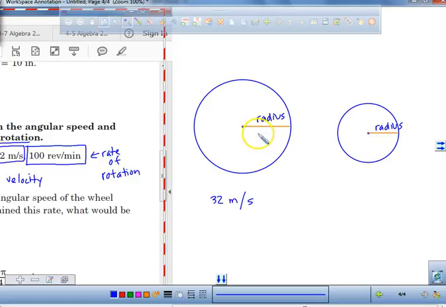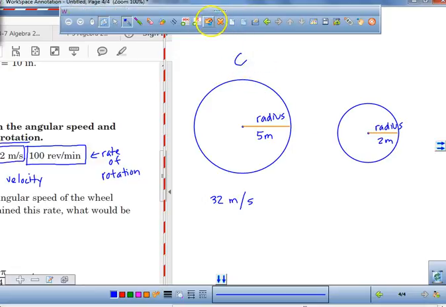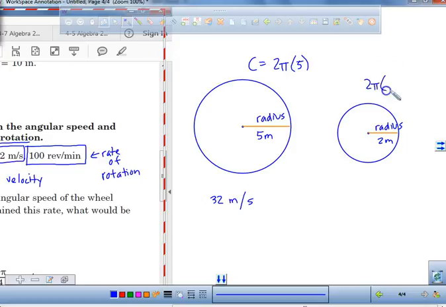Let's say I said this was 5 meters, and I said this was 2 meters. What's the circumference of this circle? This circumference would be 2 pi times 5, and this would be 2 pi times 2. So this equals 10 pi, and this would equal 4 pi. So the circumference of this is quite larger than the circumference of this. Basically it's 2.5 times bigger.